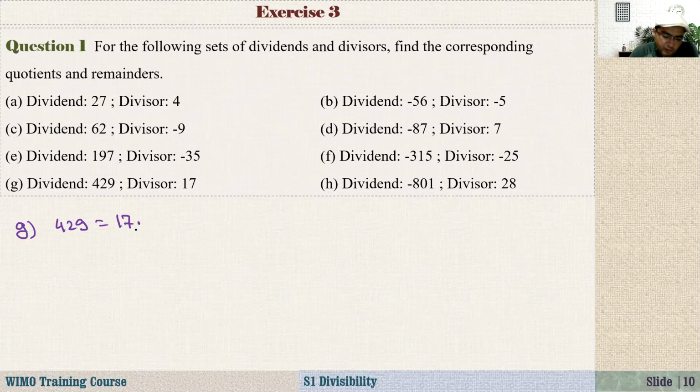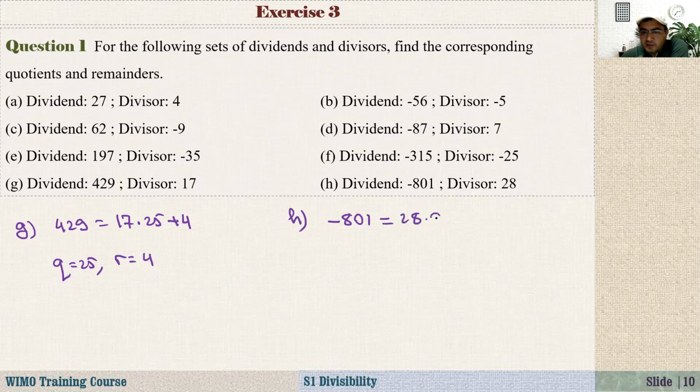So if you divide 429 by 17, what will be the remainder? Actually, the whole part will be 25 because 17 times 25 is equal to 425. So the remainder will be 4. So here the quotient is 25 and the remainder is 4, right? And how about this minus 801 divided by 28, where the quotient is Q and the remainder is R?